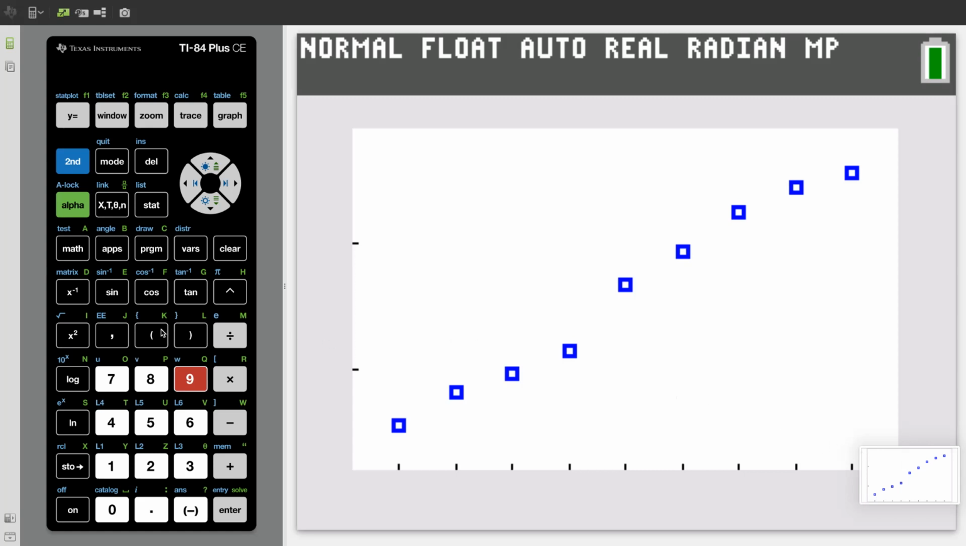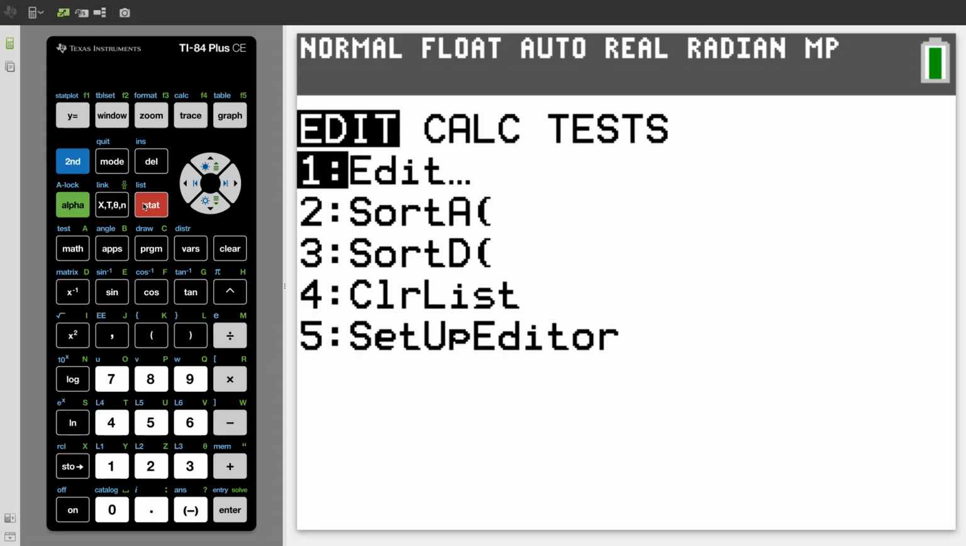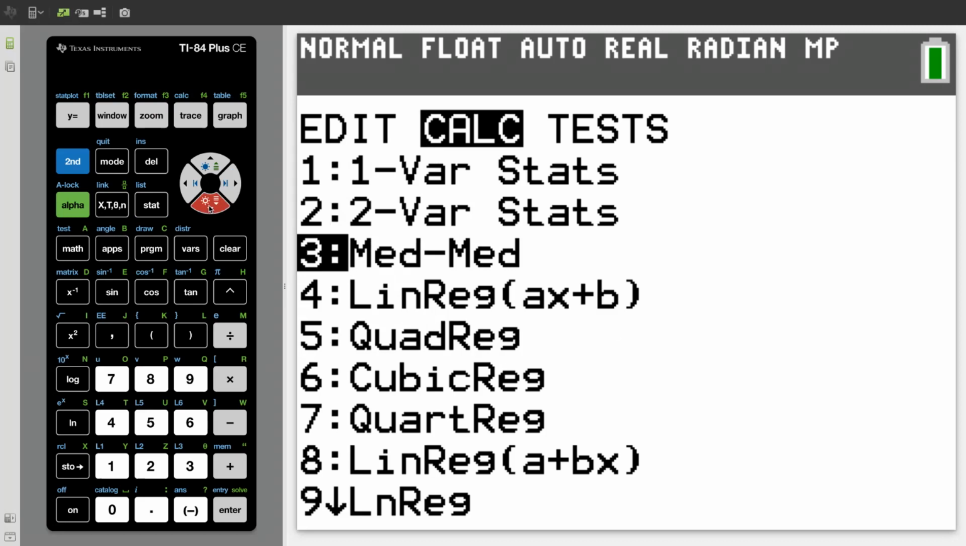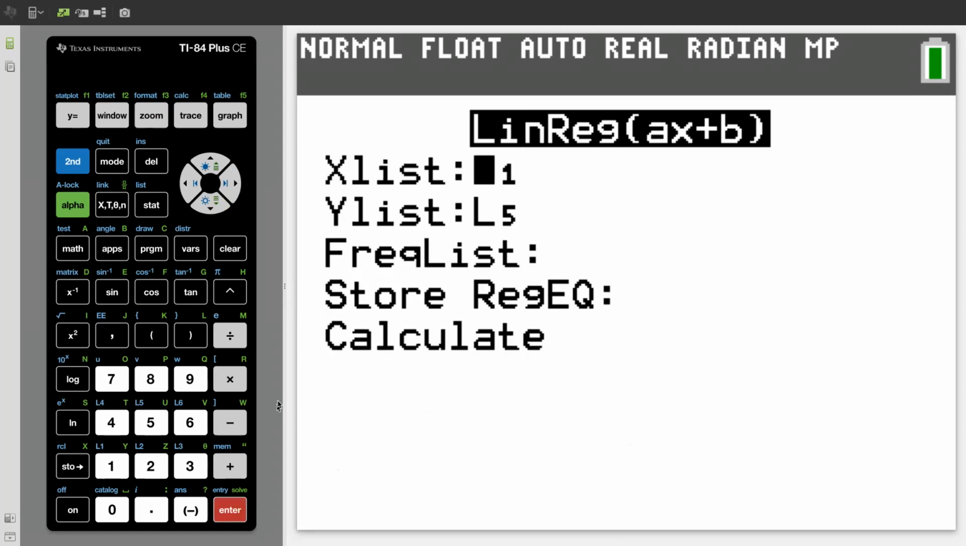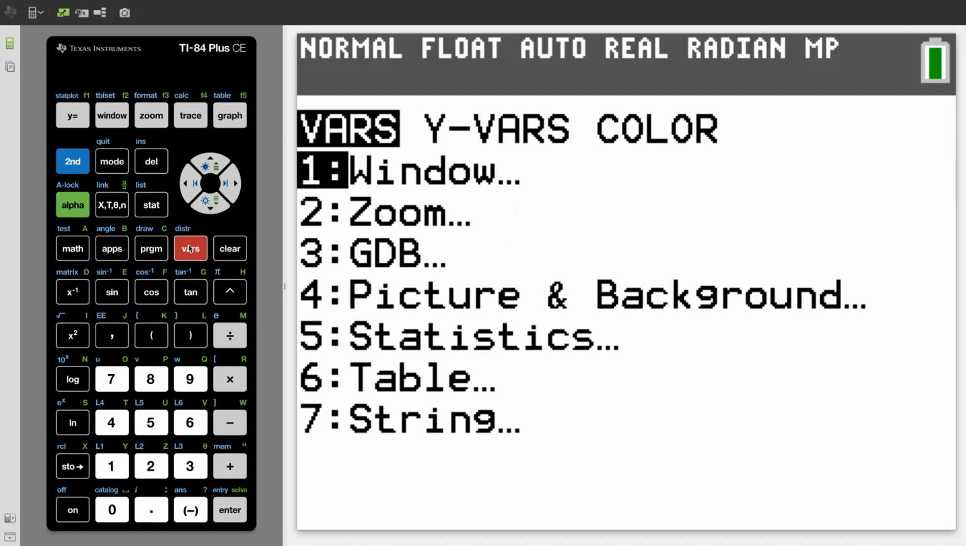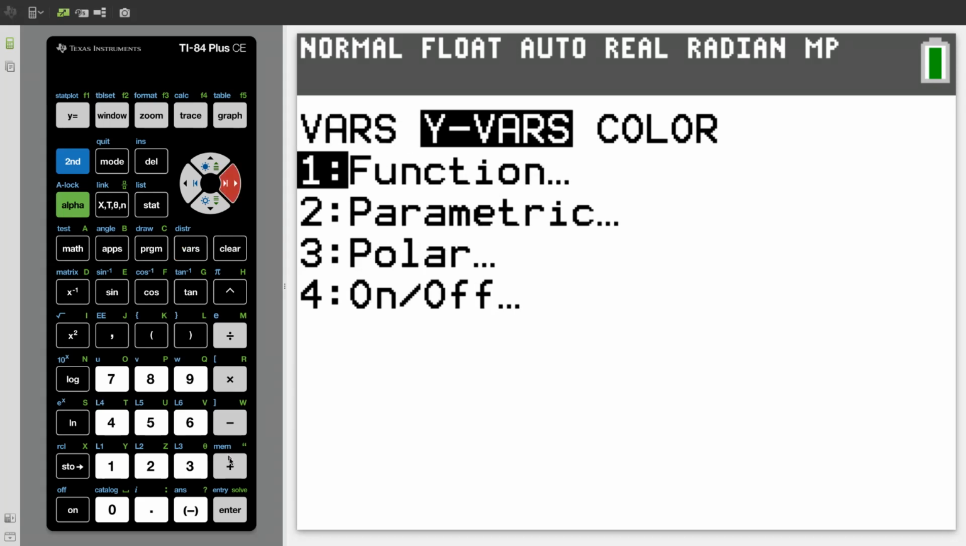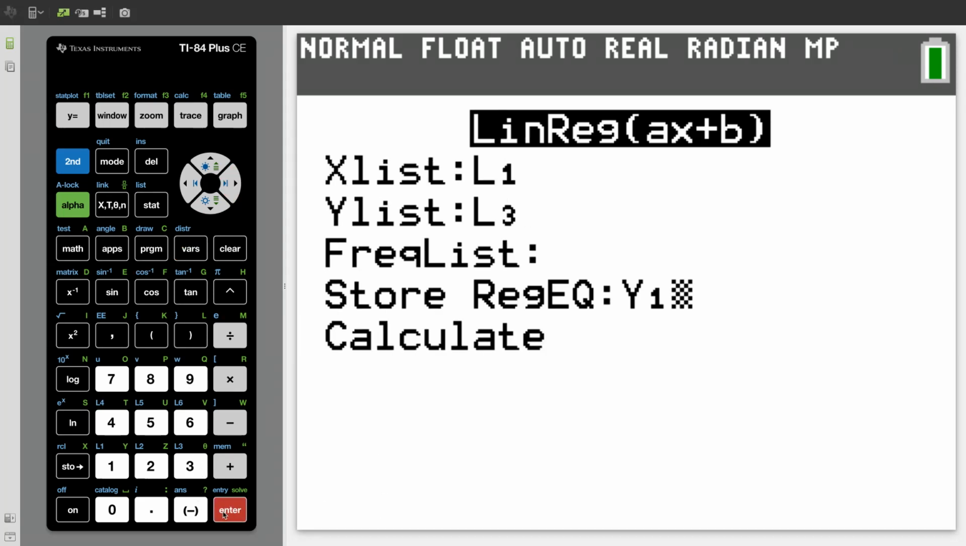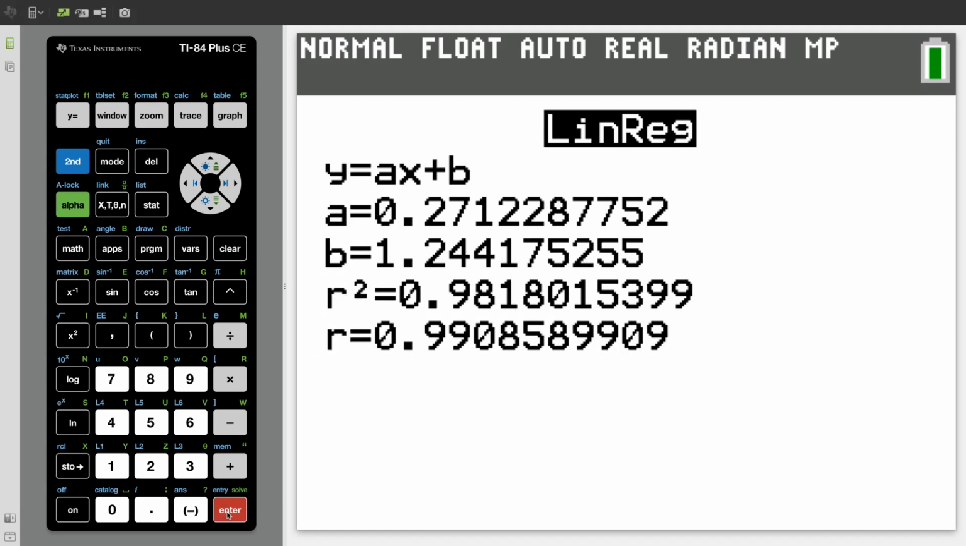Let's do a linear expression because I think they ask us to do that as well. So right now while I'm in this screen, I'm going to go to Calc, go to linear regression, L1, my Y list is L3. We're going to store that equation in, because I think we're going to need to do the residual. So I'm going to say vars, y vars, function y1. L1 to L3, store, calculate. Boom, there's my linear regression.